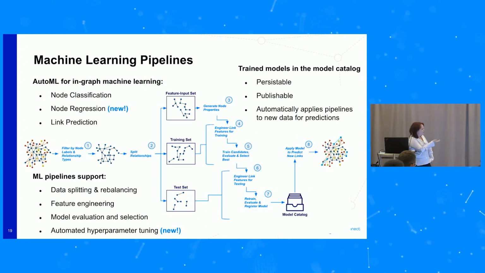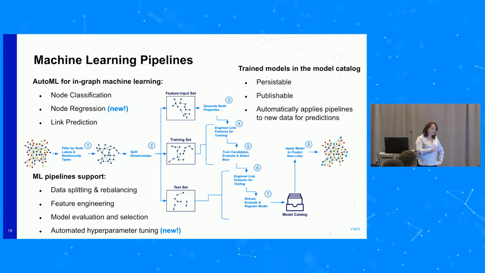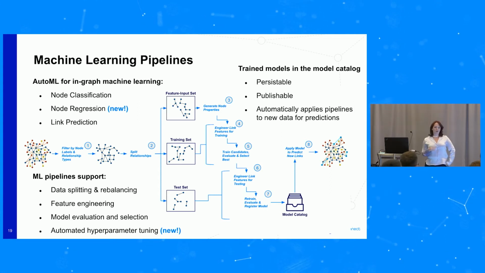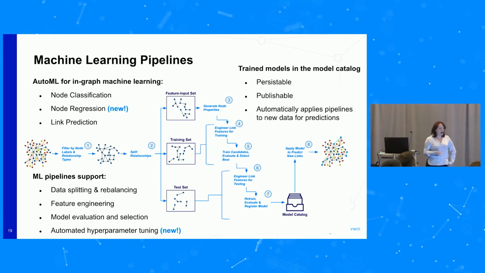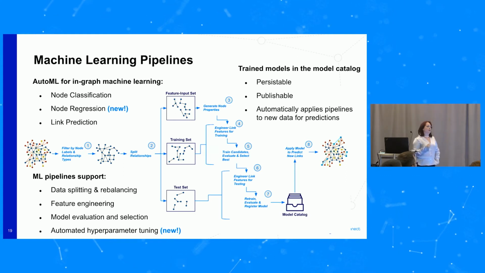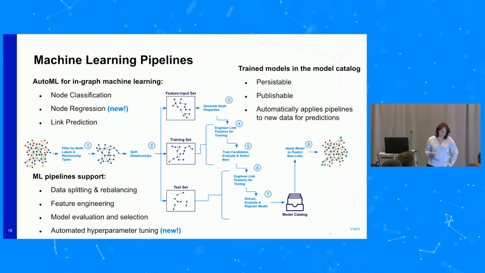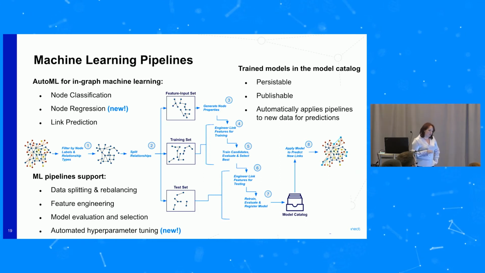Which is our next section, machine learning pipelines. And this is probably the newest piece of the library. We introduced this about a year ago. Machine learning pipelines help you do that in-graph supervised machine learning. We offer 3 different types of pipelines.